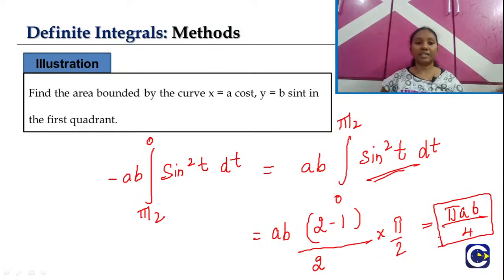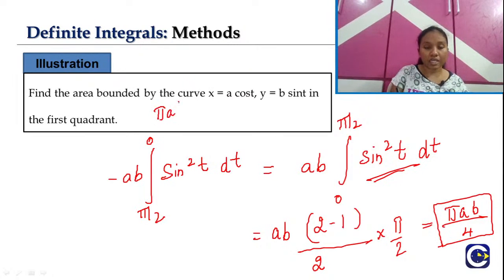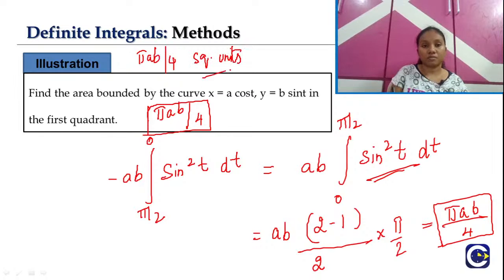So the integration, that means the area bounded by this parametric curve, is given to be pi AB by 4. So this will be the area, pi AB by 4 square units. So I hope you guys got an idea here how to deal with this type of parametric form of function. So let me check any doubts.